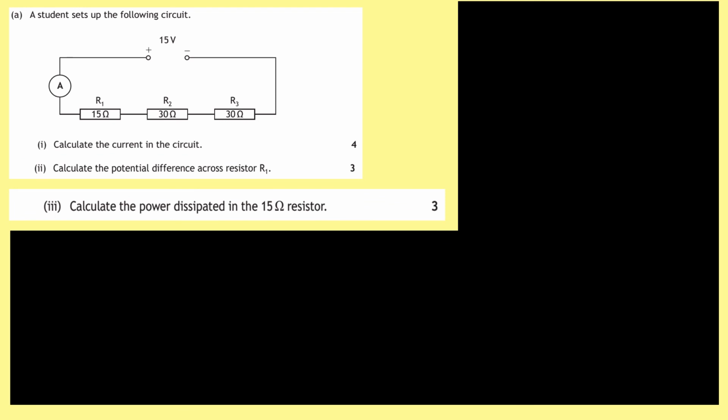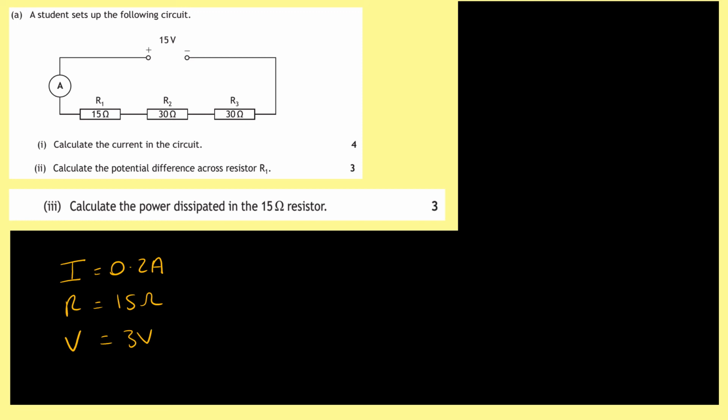Same again. This time I want to calculate power. So what do I know? I know that the current is equal to 0.2 amperes. I know that the resistance is equal to 15 ohms. And in a previous question, I worked out the voltage as well. I worked out the voltage to be 3 volts.